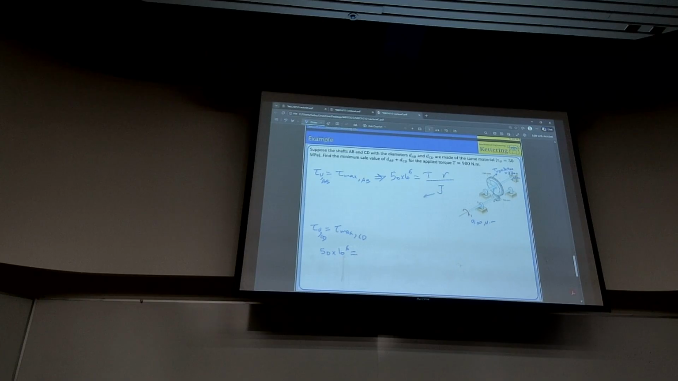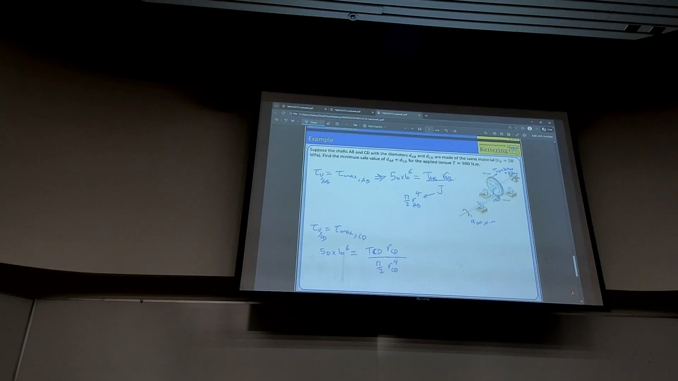And then remind me please, what's the J for a solid shaft? Pi over 2 radius to the fourth. Fourth, it is. So for AB, AB, AB, and I repeat it in here for CD, pi halves CD to the fourth. All right, very good.